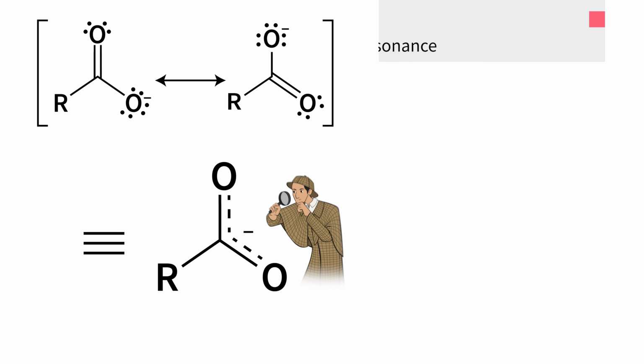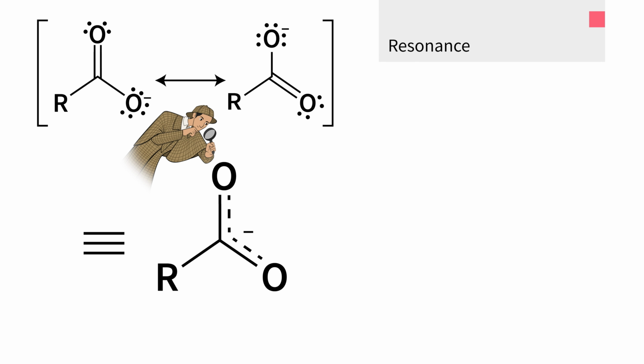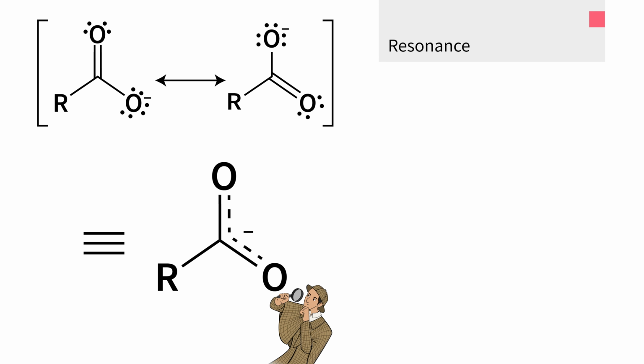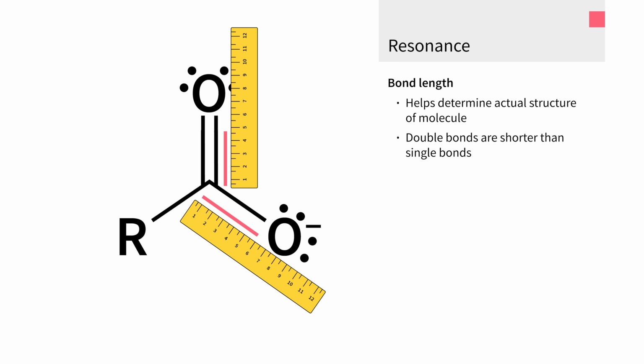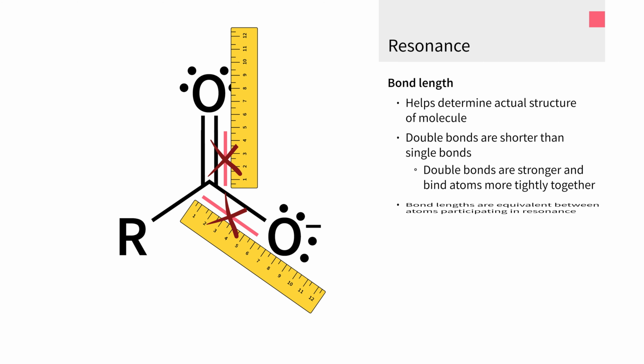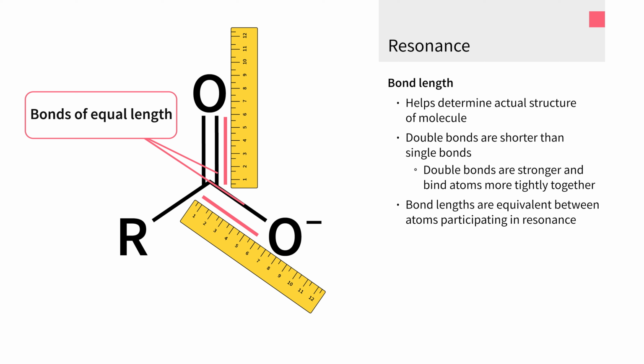So how do we know this is what the molecule actually looks like rather than flip-flopping from one structure to the other? We can experimentally measure bond lengths. Recall that double bonds are shorter than single bonds. Double bonds are stronger and therefore bind their two atoms more tightly together. When we measure the bond lengths between carbon and oxygen atoms in carboxylate, we do not see one longer bond and one shorter bond. We instead see two bonds of equivalent length.